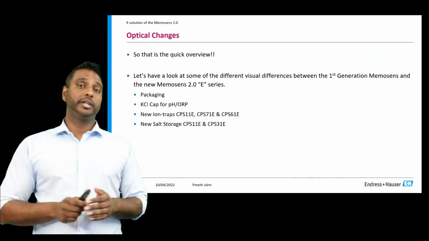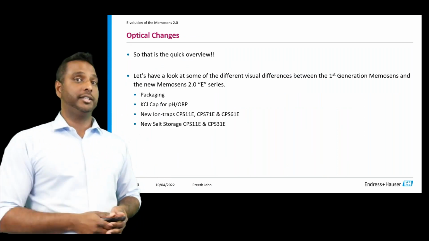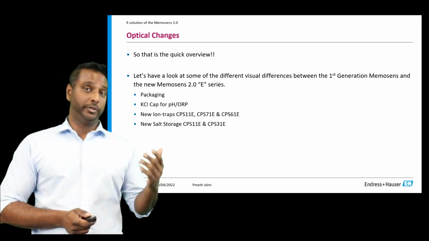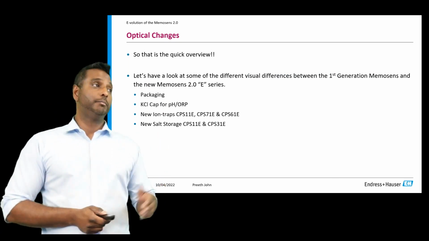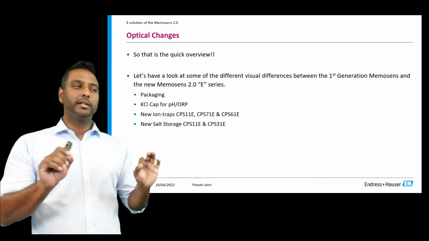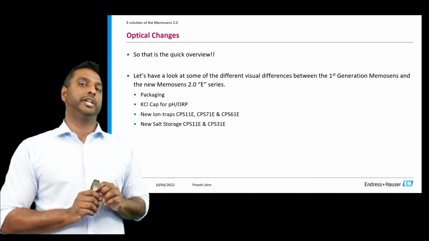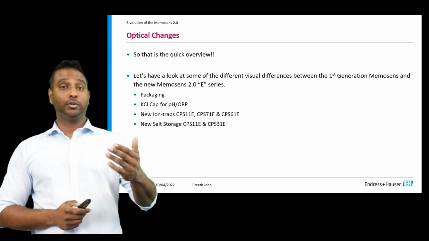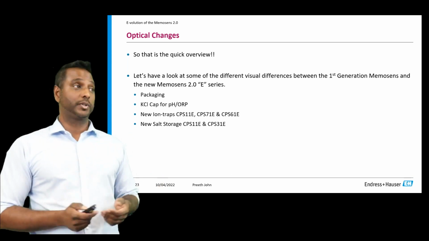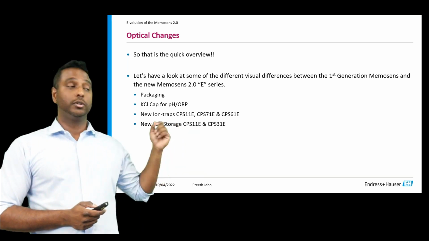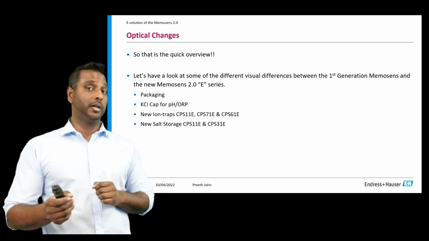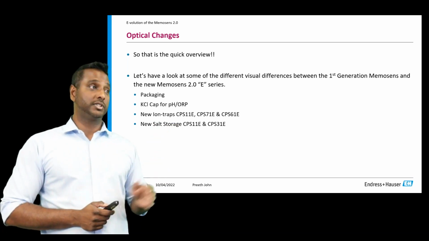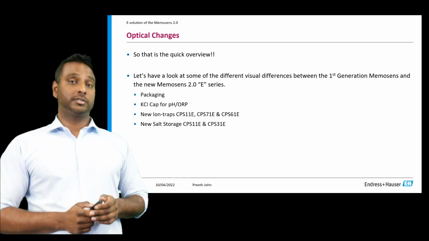So that is the quick overview of all the extra advantages that you now have with upgrading to a Memosens 2.0 sensor. But what we want to do now is have a quick look at some of the optical changes. When I say optical, I mean what are the visual changes that you're going to see in ordering a new Memosens E-series. We'll look at the packaging, we'll look at the KCl cap on the pH and ORP. You'll be interested to see why. We'll talk about the new ion traps on selected pH probes and the new salt storage locations on some of the selected pH probes.